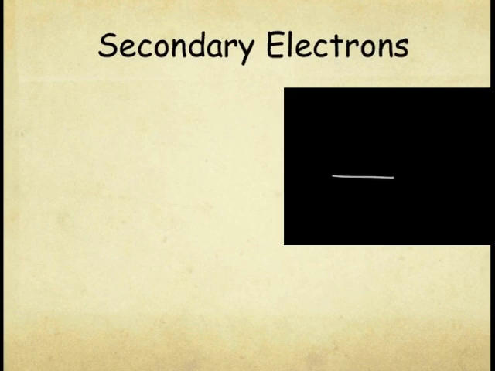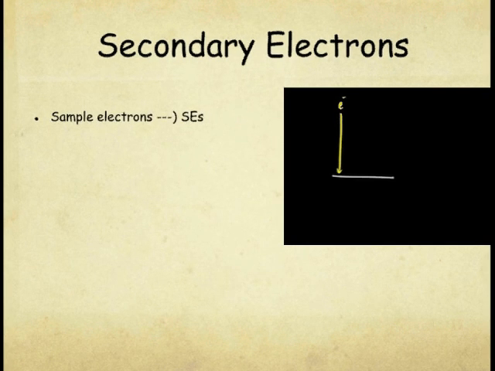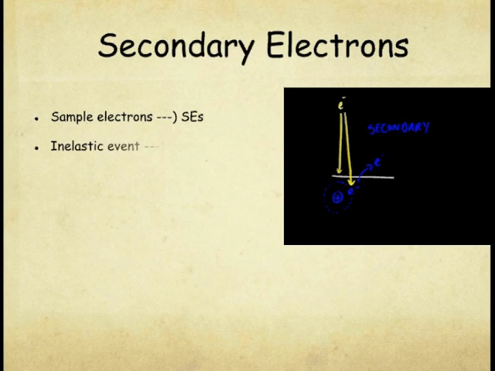Secondary electrons are electrons which originated from the specimen surface atoms due to a transfer of energy from the incident beam. These secondary electrons are emitted when an electron from the incoming beam interacts with the specimen electrons, and the event is considered to be inelastic, since secondary electrons only have energies up to 50 electron volts.